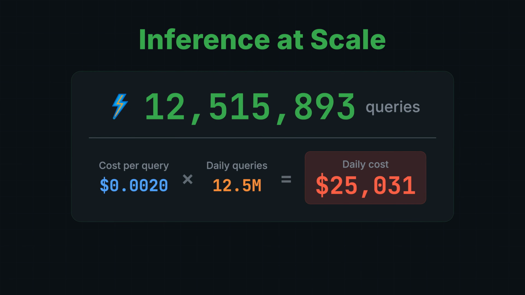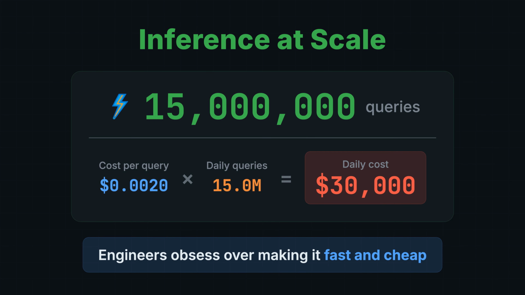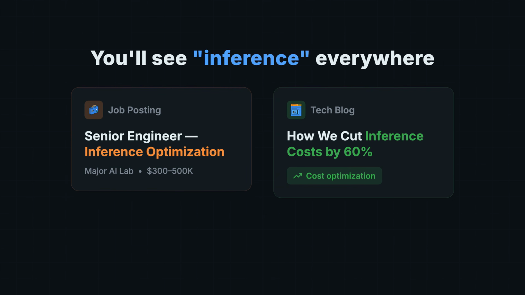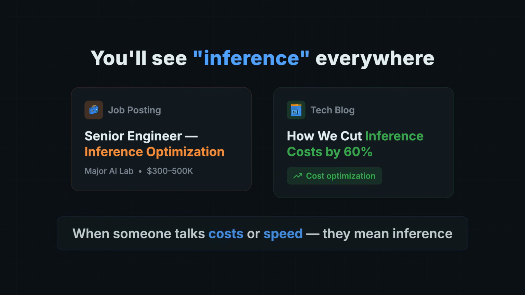Different hardware, different cost, different optimization. Most engineering effort at companies running AI goes into making inference fast and cheap. When you see inference costs or inference latency in a discussion, that's the serving side, not the learning side.